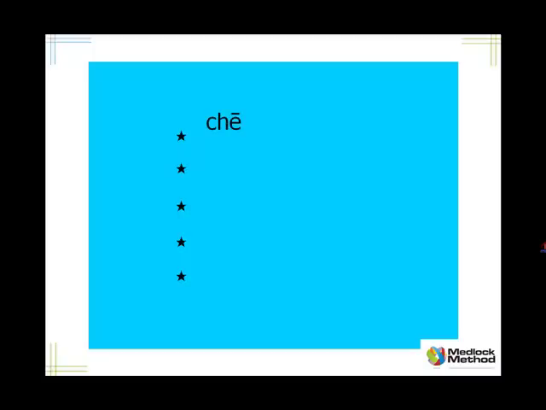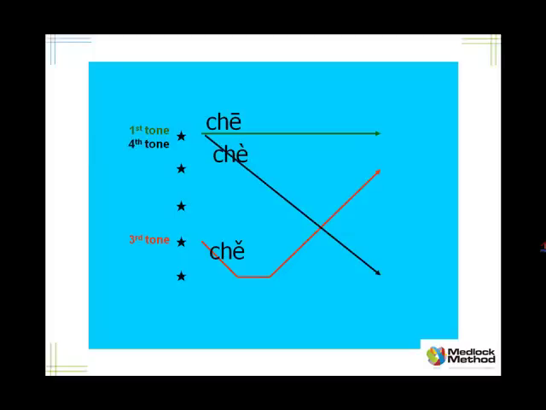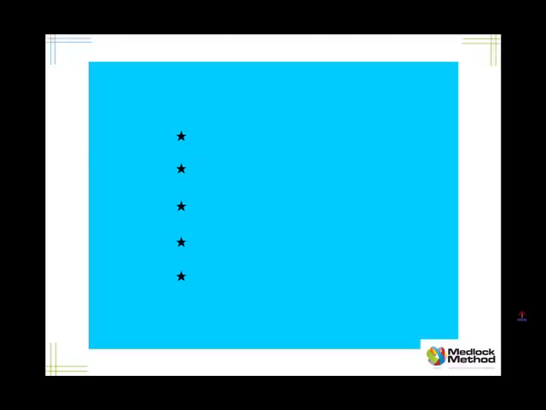Okay, high flat. 车. You'll go. Okay, there's no second one. Okay, so we practice the third one. Falling, rising. 车. Okay, you'll go. And the fourth one is falling. 车. Okay, you'll go. Right. Okay, it's 车. Yeah, high flat. Listen, please. 车. Okay, you'll go.